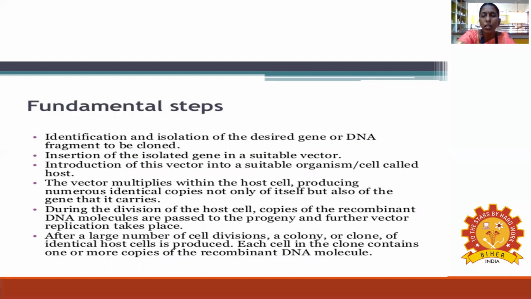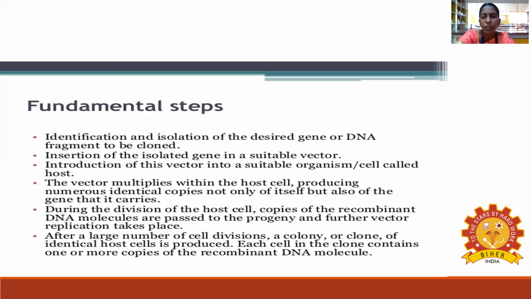After isolation, the isolated gene is inserted into a suitable vector. Then this vector is introduced into a suitable organism or cell, which is called the host. The vector can multiply within the host cell, producing numerous identical copies, not only of itself but also of the gene that it carries.